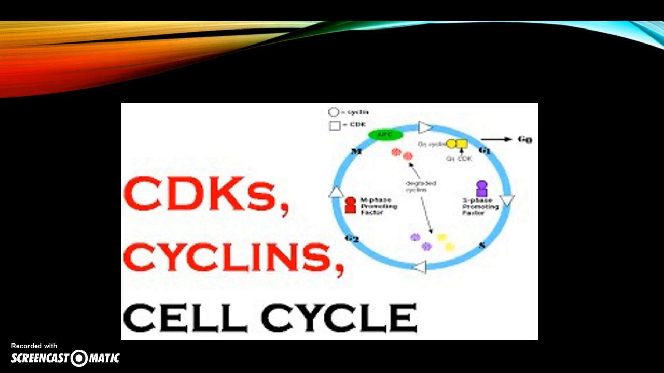CDKs promote the shift from phase to phase when bonded with a cyclin, which acts as an activator. When the cyclin binds with the CDKs, it becomes active, but once the cell has shifted phases, the cyclins degrade and deactivate the CDKs. If the cyclins fail to degrade, then the cell may enter the G0 phase and temporarily stop.